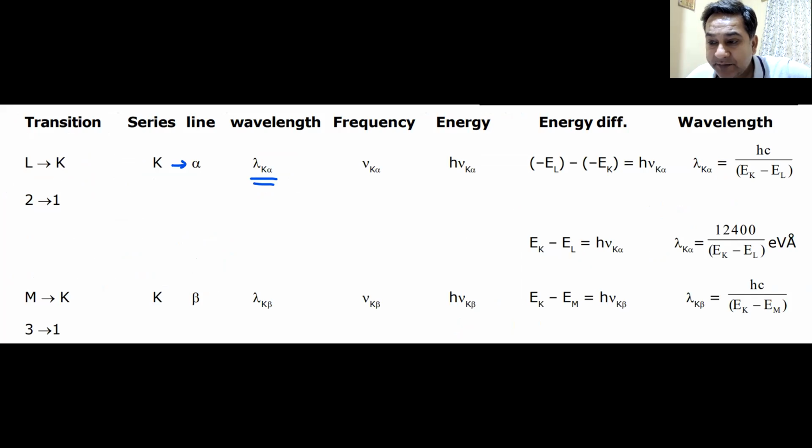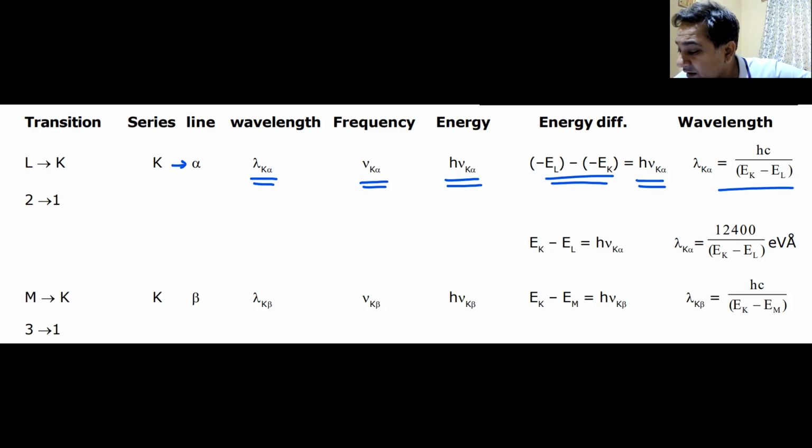Lambda will be known as lambda of K alpha. Frequency will be known as F of K alpha. The energy will be H into F. We understand this? It will come from the energy difference between the K shell and the L shell, and that will be equal to h f of the K alpha series. From here, you will get the formula for lambda for the K alpha series. Yes or no?